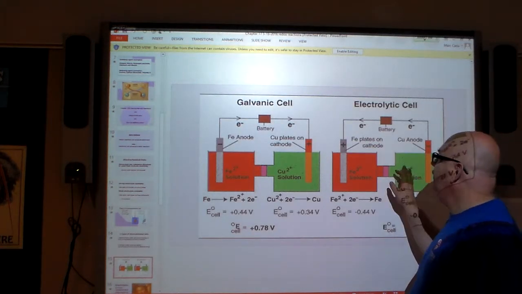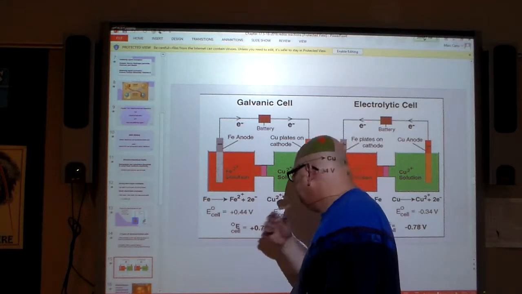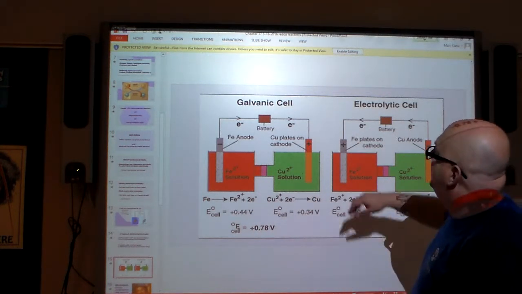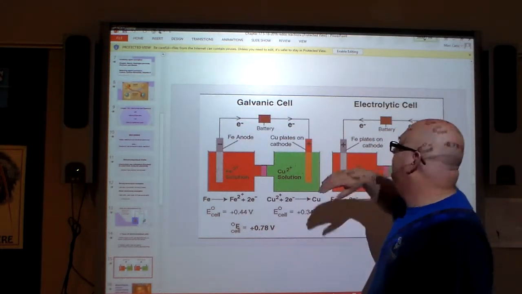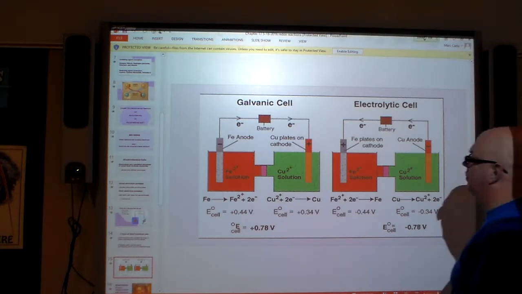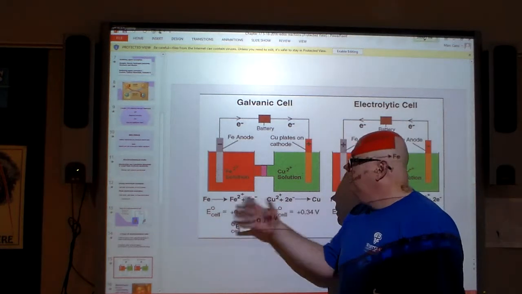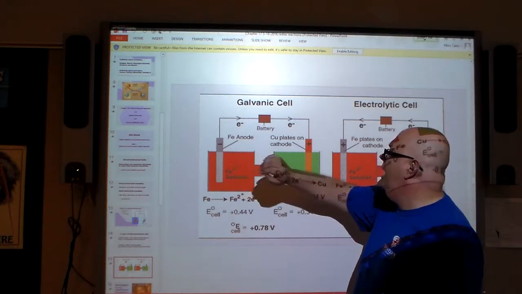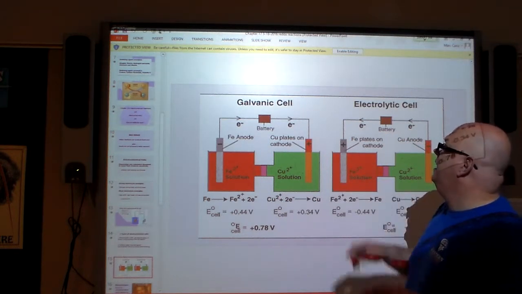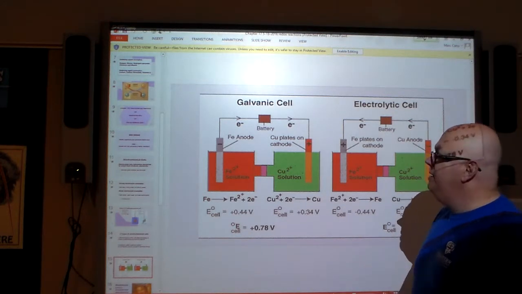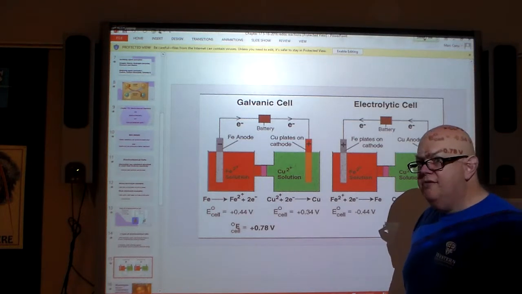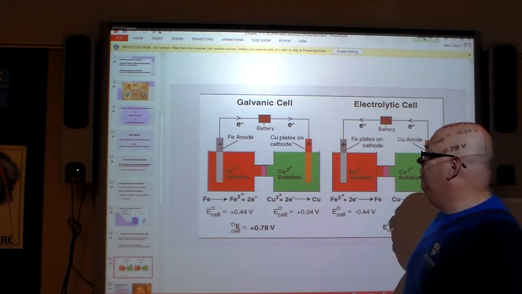So when we look at the difference, I'm just going to go real fast here. Galvanic cell is another term for voltaic. Electrolytic cell is the one where you have to put the electricity into it. Now, I'm not going to get into super detail. Here's an iron anode and a copper cathode. The anode and the cathode are the two main parts of the battery system, which we have on all batteries.